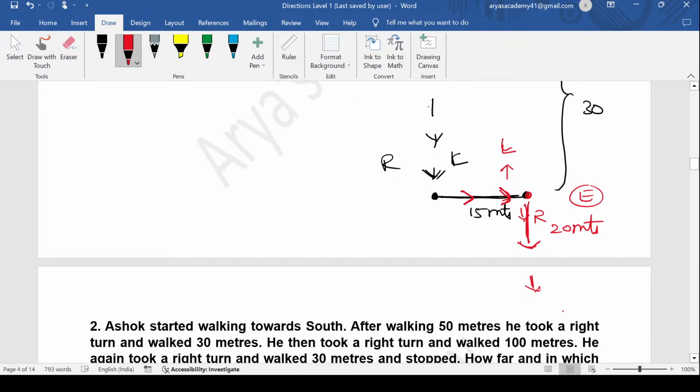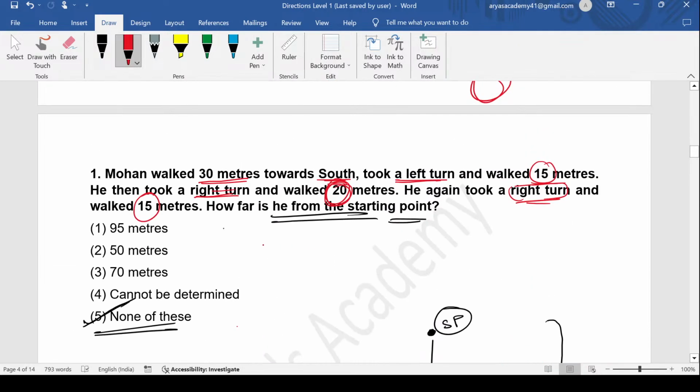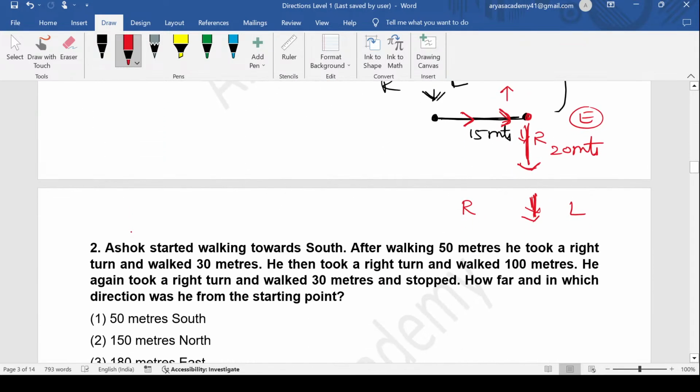Means you are facing south. When you are facing south, this will be your left, and this will be your right. And finally you took another right turn and walked for 15 meters. So towards right means I have to go this direction. For how much? 15. This is 15. This is also 15. Hence this point and this point will be linear, means they will be in a straight line.